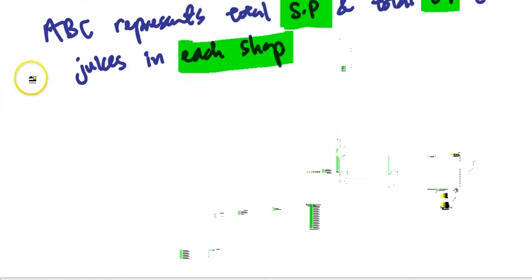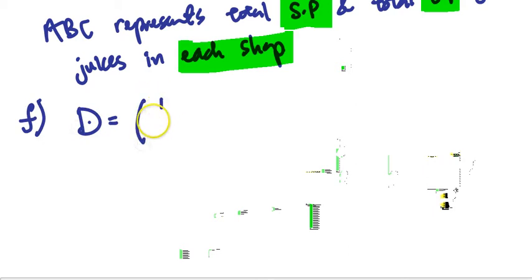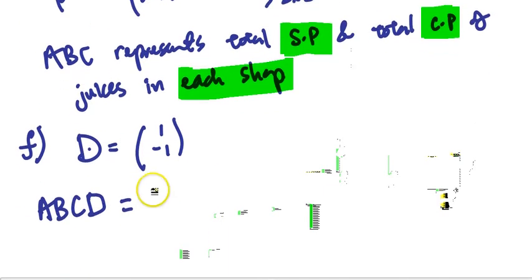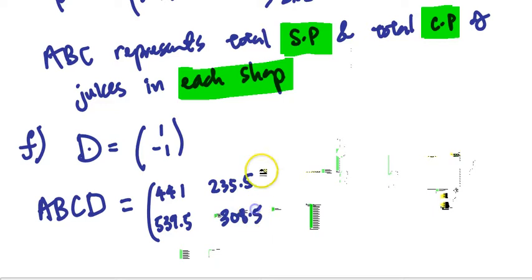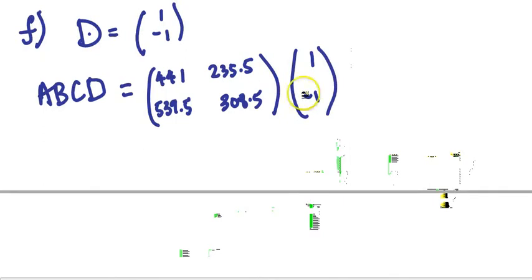And finally we get to part F, where now you're just given the simple matrix D equals 1 and negative 1, and you're asked to find ABCD. So already earlier we were asked to find ABC. This is what we have for ABC, and we want to multiply by this. So let's anticipate what size matrix we will get in the end. This is a 2 by 2 matrix. This is a 2 by 1. So you know you will end up with a 2 by 1 matrix.